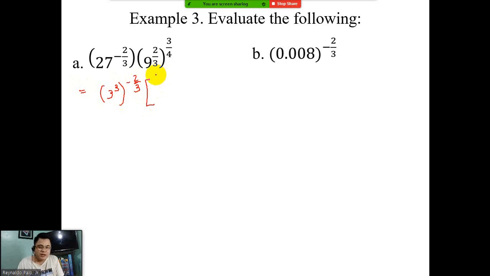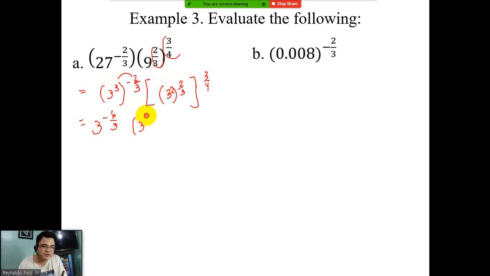Then here, 9, square root of 9 is 3. So this one is 3 squared, raised to 2/3, then raised to 3/4. We just copied 2/3 and then 3/4. Alright, so the next thing is we can now simplify it. Okay, so multiply negative 2/3 and 3. So 3 times negative 2 is negative 6 over 3. Then here, 2 times 2, 4 over 3.